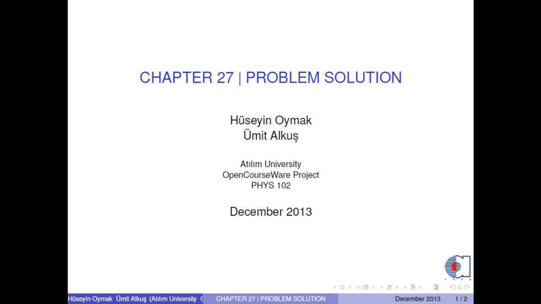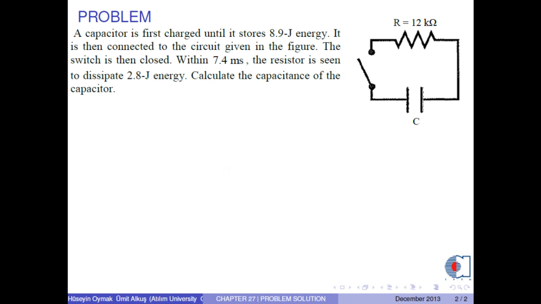In this video, we will solve one problem in chapter 27. A capacitor is first charged until it stores 8.9 joule energy. It is then connected to the circuit given in the figure. The switch is then closed. Within 7.4 milliseconds, the resistor is seen to dissipate 2.8 joule energy. Calculate the capacitance of the capacitor.